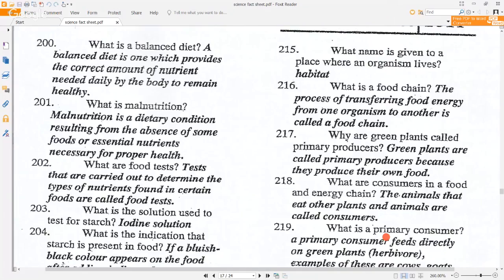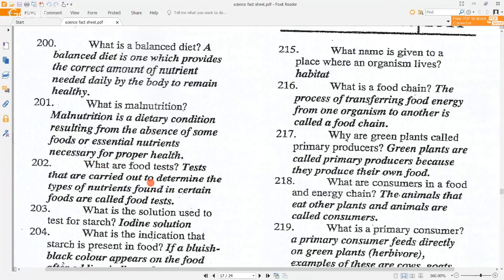200 now. What is a balanced diet? A balanced diet is one which provides the correct amount of nutrients needed daily by the body to remain healthy. What is malnutrition? Malnutrition is a dietary condition resulting from the absence of some foods or essential nutrients necessary for proper health. What are food tests?